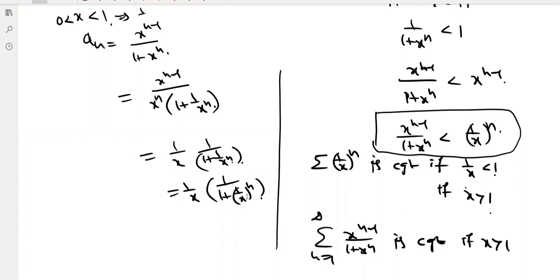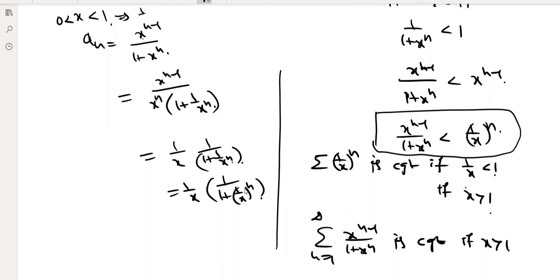So, therefore, this exactly what? As n tends to infinity, this is 1 by x is bigger than 1. Therefore, this diverges to plus infinity. Therefore, what you get? This is 0. So, it tends to 0. So, this test is not applicable.